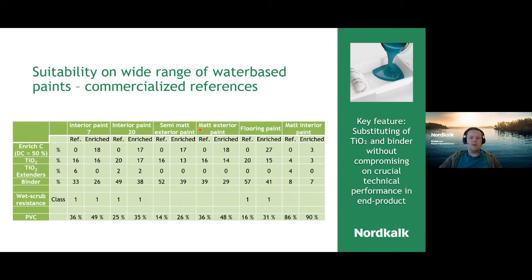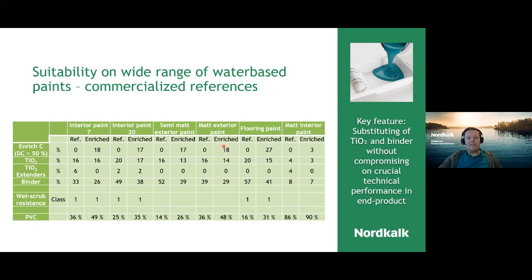Then going into semi-matte exterior paint. These were interior paints, and we have most of our experience from interior paints, but we still have some exterior products that we know are commercialized as well. Here only titanium dioxide, and there we have reduced the amount from 16 to 13, and the binder amount has been reduced from 52 to 39. So the PVC increased here, but all the properties are on the same level as in the reference.